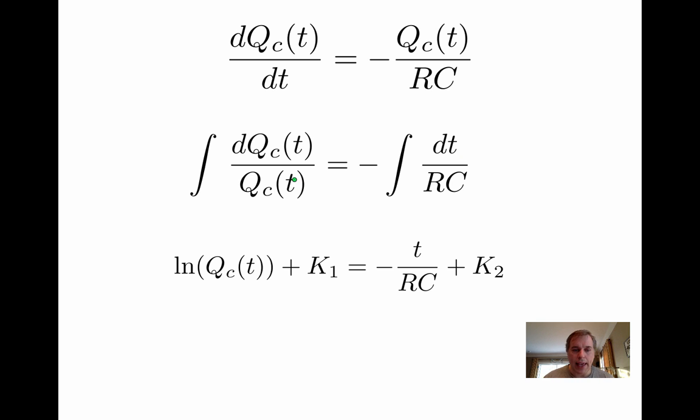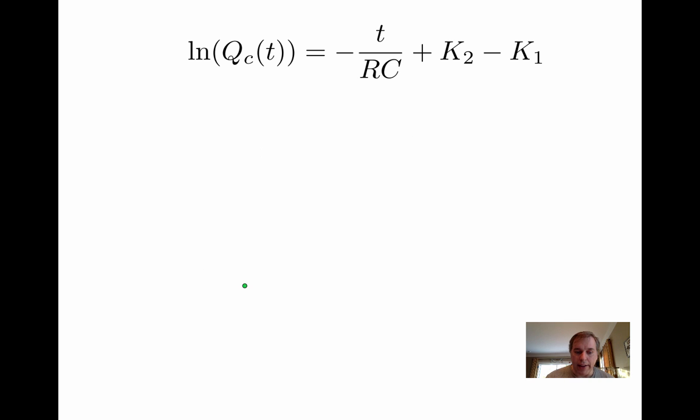So we integrate, and we get ln of Q plus a constant of integration is equal to minus t over RC plus a second constant of integration. For the constant of integration, I use k instead of C because we already use C for capacitance here. So I use k1, k2. All we have to do is solve for Q as a function of time. So the first thing to do is to move the k1 to the other side, so I have k2 minus k1, and then we'll take the exponential of both sides.